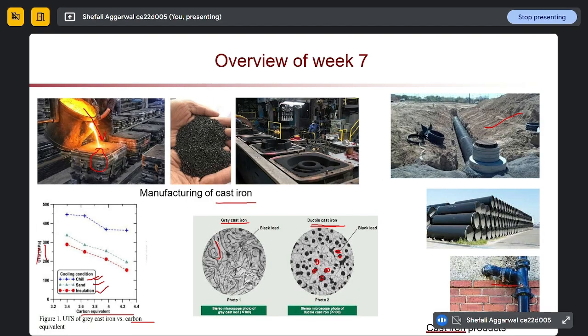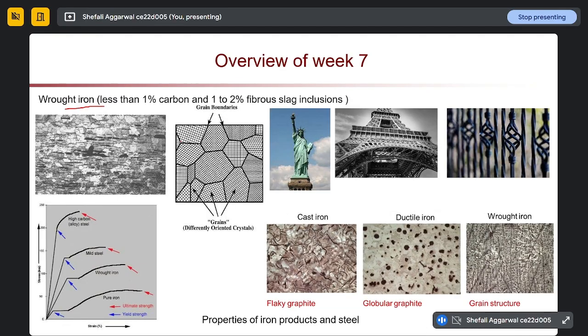And if you see the cast iron, the microstructure is like a fibrous microstructure. It doesn't have proper grains or grain boundaries forming. Whereas in the case of wrought iron, proper grain boundaries are formed and we have differently oriented crystals in different grains.